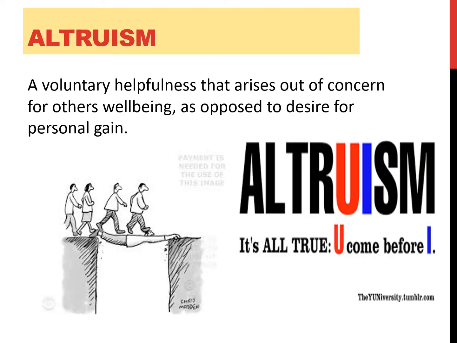Okay, now the first term is altruism. So what is meant by altruism? Altruism is basically voluntary helpfulness that arises out of concern for others' well-being, as opposed to a desire for personal gain. In that picture, you see a man just lying there as a bridge, and the others are using him to cross over between the two places. This is what we call altruism, meaning that you don't want anything in return. So you help out someone, not to gain something out of it, but rather you just want to help.